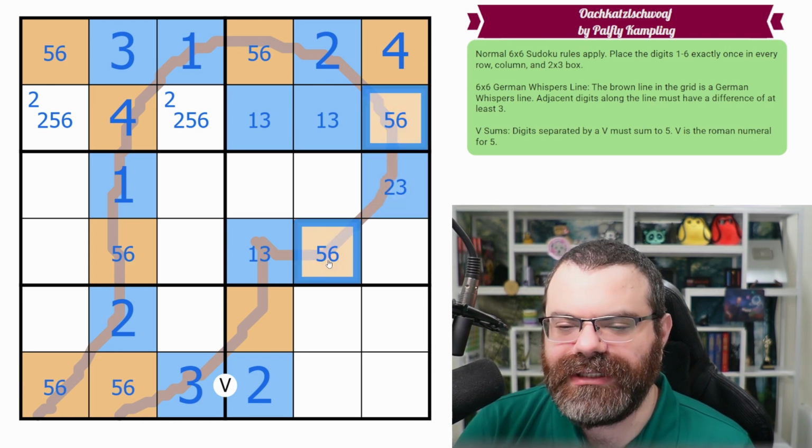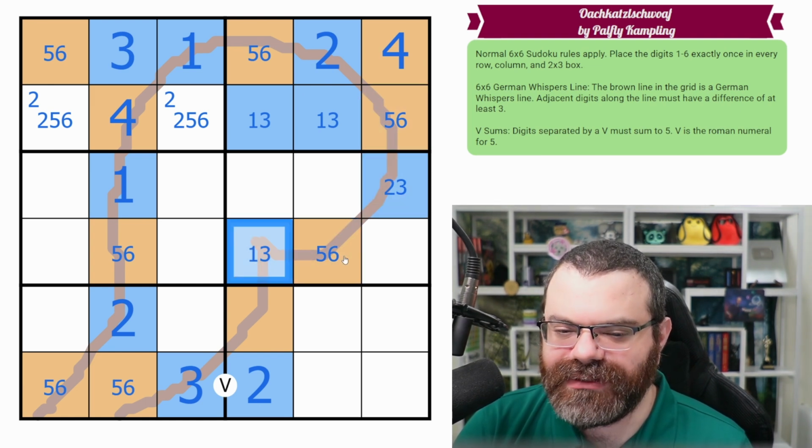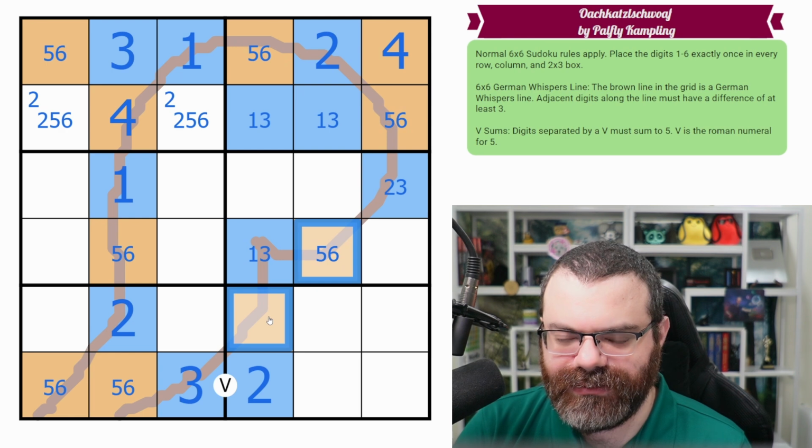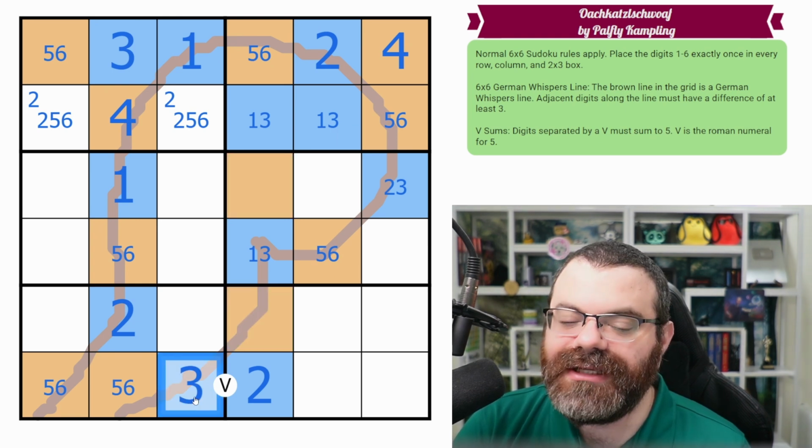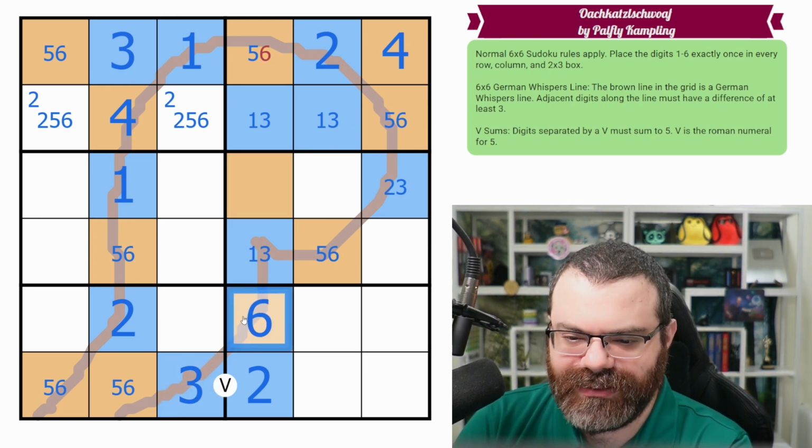If this was a 2, that doesn't help this at all. If this was a 3, this would be double 6. Again, I don't see why that would be a problem. I guess this is orange. Let's actually color that. One of these has to be a 4. Ah, this 3. There we go. This 3 does make this a 6. Okay.